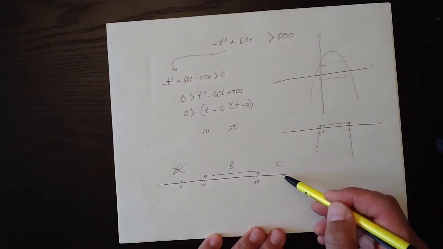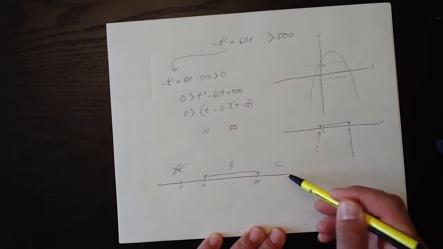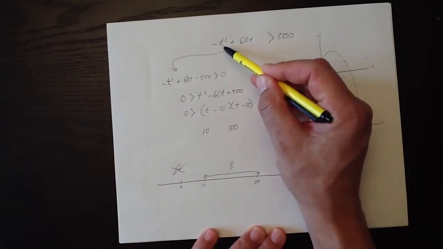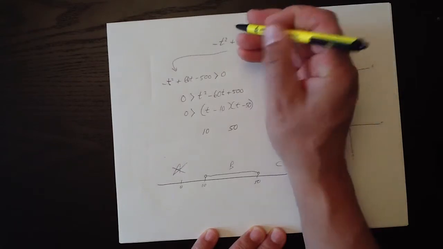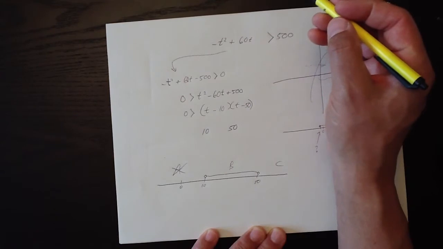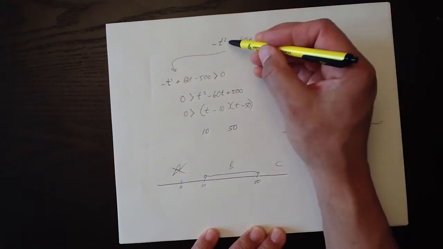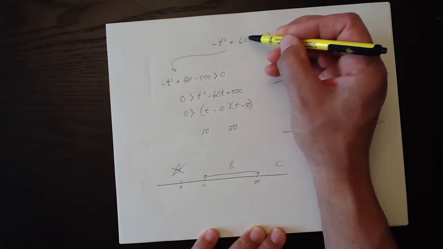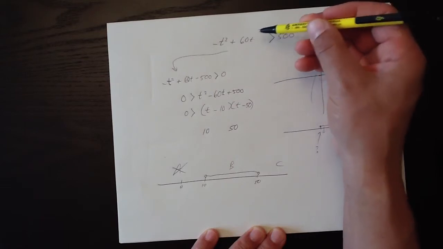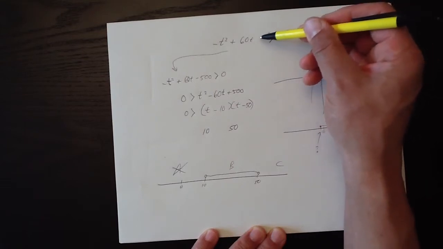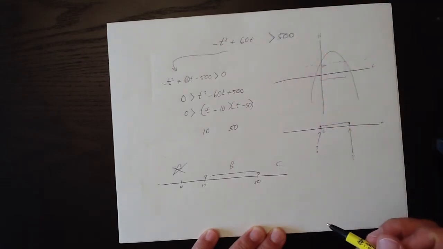Let's go over here. Let's try 100. Negative 100 squared is negative 1 times 100 squared, is negative 10,000 plus 6,000 is negative 4,000, which is not greater than 500.